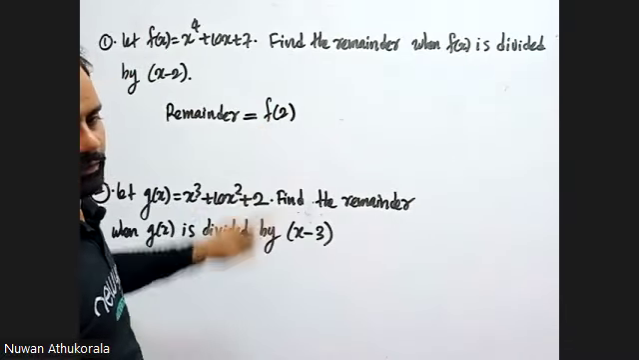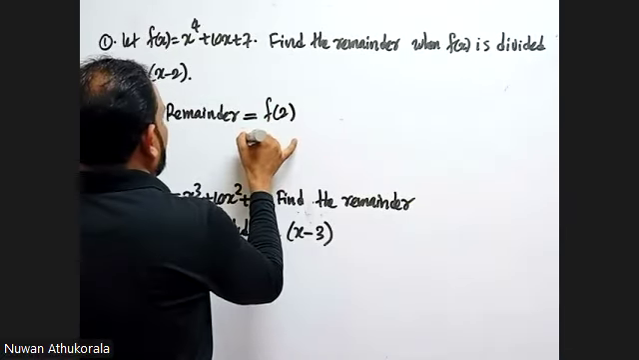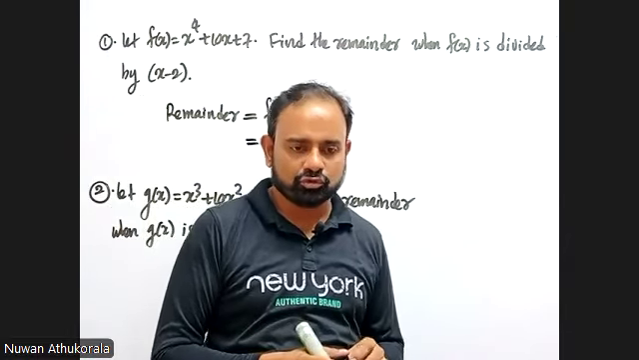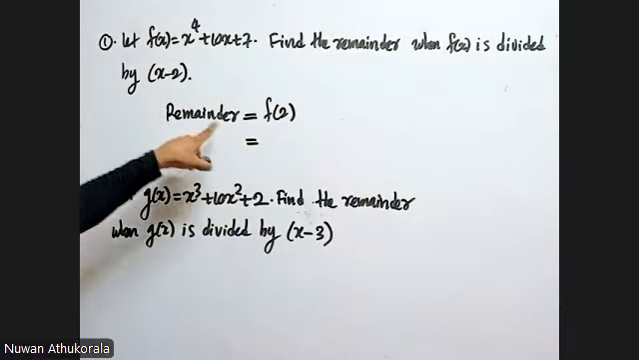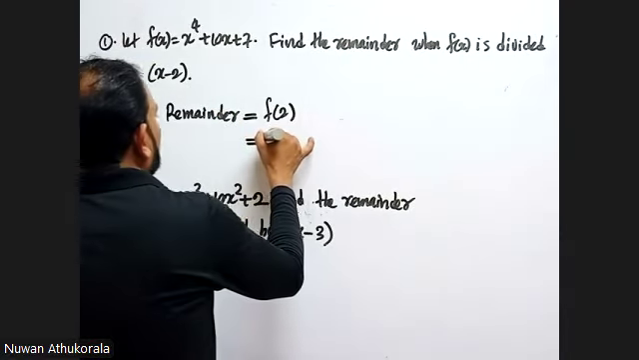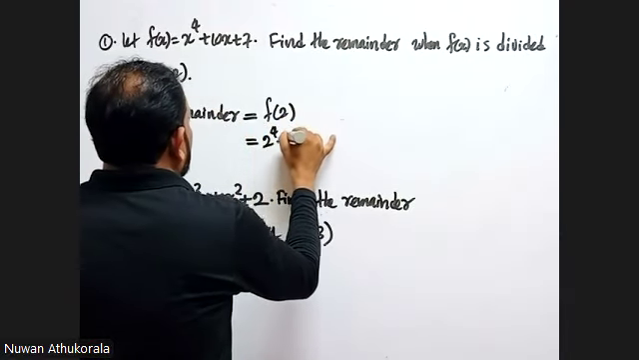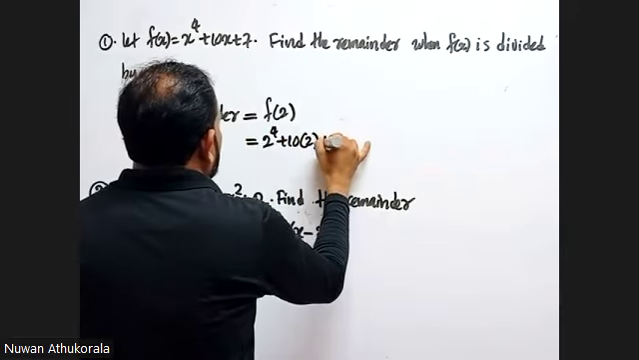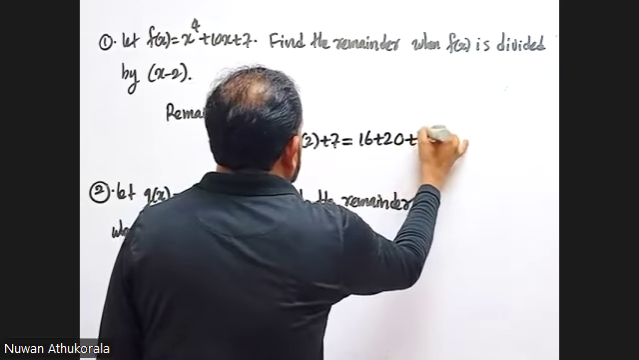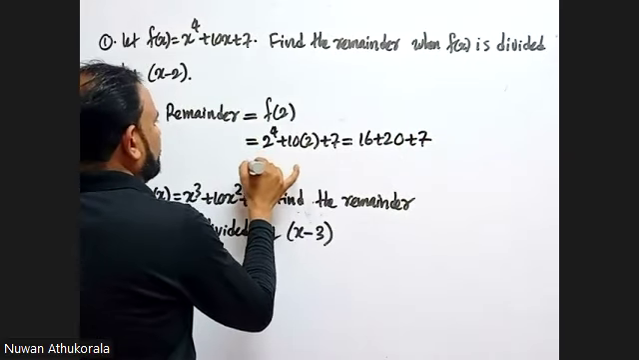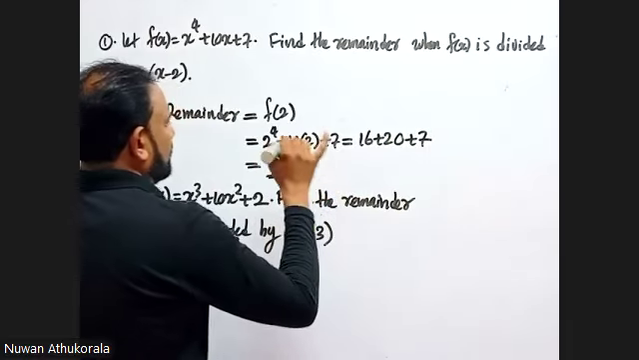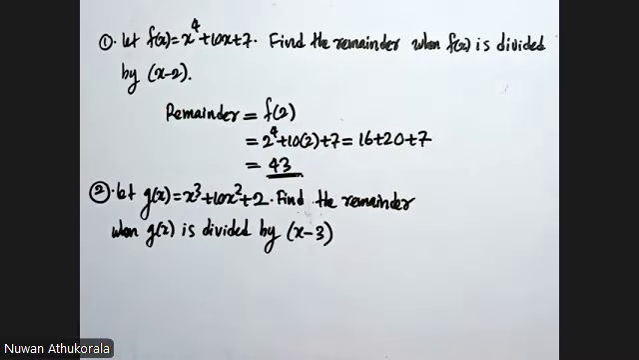How to simplify f(2)? f(2) means the value of the polynomial at x equals 2. So, we have to substitute x equal to 2 into this polynomial. 2 to the power 4, plus 10 into 2, plus 7. 16 plus 20 plus 7. The remainder is 43.